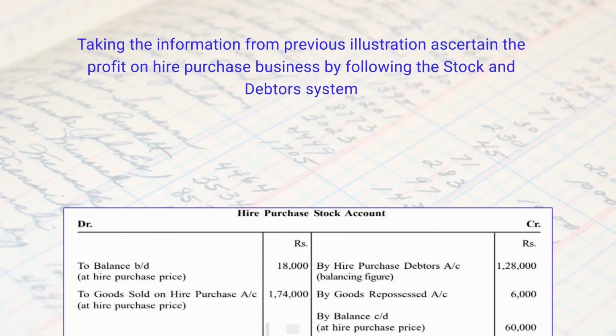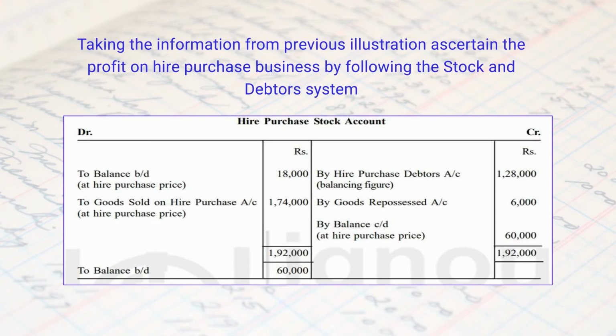Taking the information from previous illustration, ascertain the profit on hire purchase business by following the stock and debtor system. So, it is very simple. We can see here the opening balance, 18,000, to balance brought down. Opening balance hire purchase stock 18,000 and to goods sold on hire purchase account. Goods sold at hire purchase price is also provided, 1,74,000. So, total is 1,92,000.